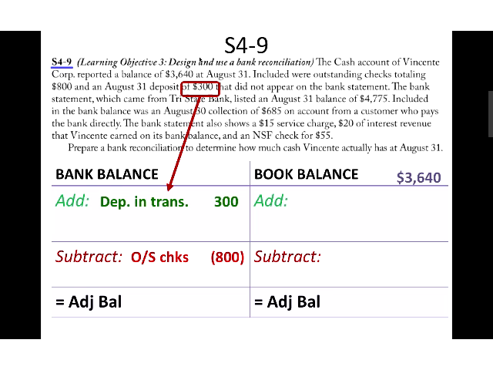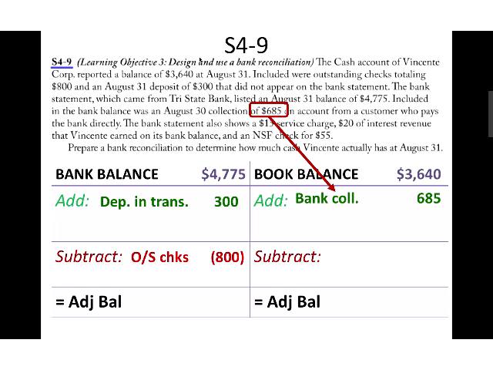The bank statement, which came from Tri-State Bank, listed an August 31st balance of $4,775. So they're giving us the bank balance. So that bank balance goes in the bank balance column, $4,775. Next number, it says included in the bank balance was an August 30th collection of $685 on account from a customer who pays the bank directly. So there we have some money going directly to the bank. So $685, that's a bank collection. So that's going to go in the add column on the book side. Now this customer paid the bank directly, so we haven't recorded it yet. So it has to go on our book side as an adjustment.